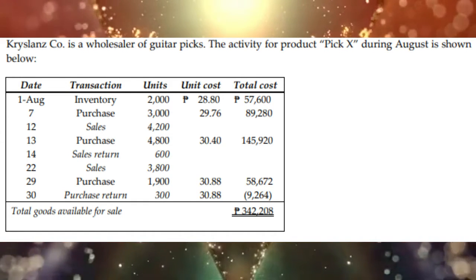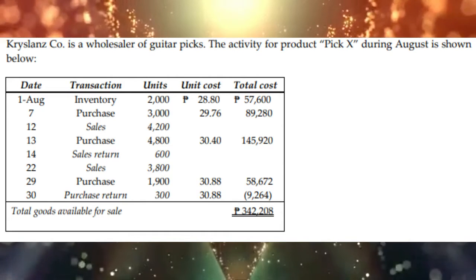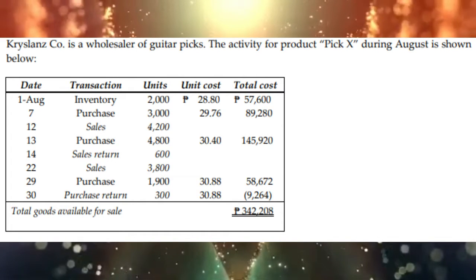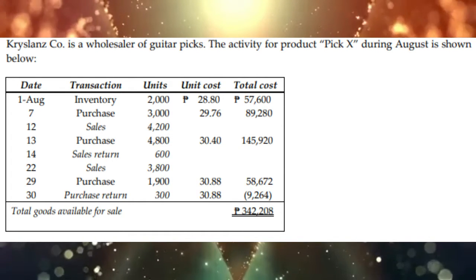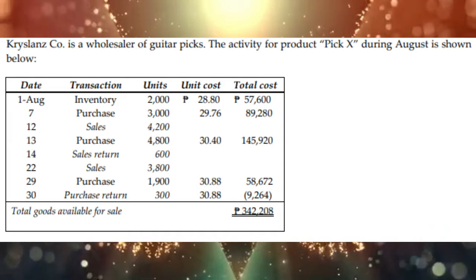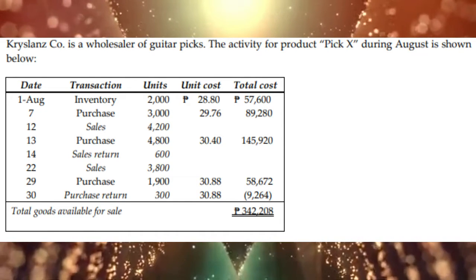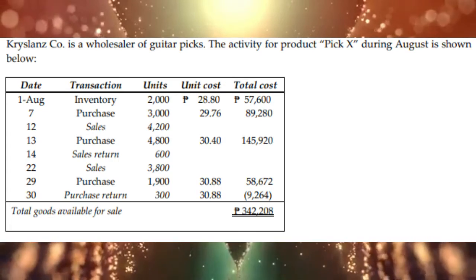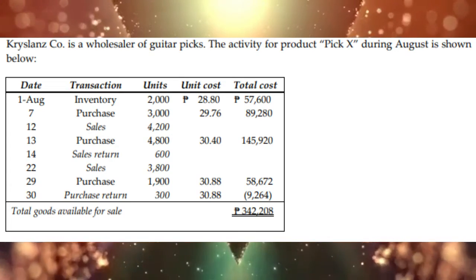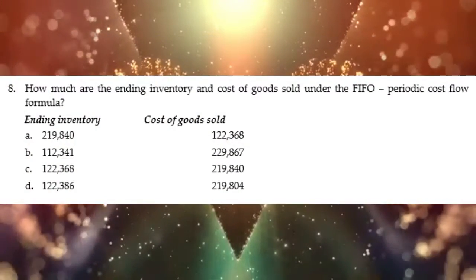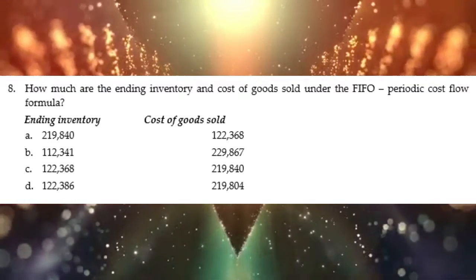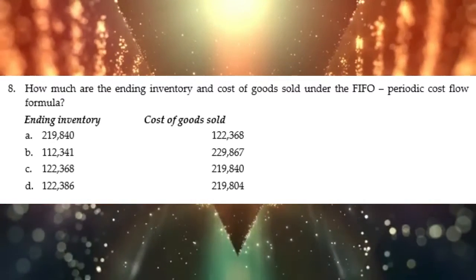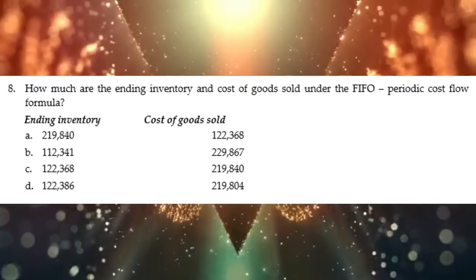It has units of 300. It has a unit cost of 30.88 pesos, and it has a total cost of negative 9,264 pesos, with total goods available for sale of 342,000 pesos. So, 8th question. How much are the ending inventory and cost of goods sold under the FIFO periodic cost flow formula?